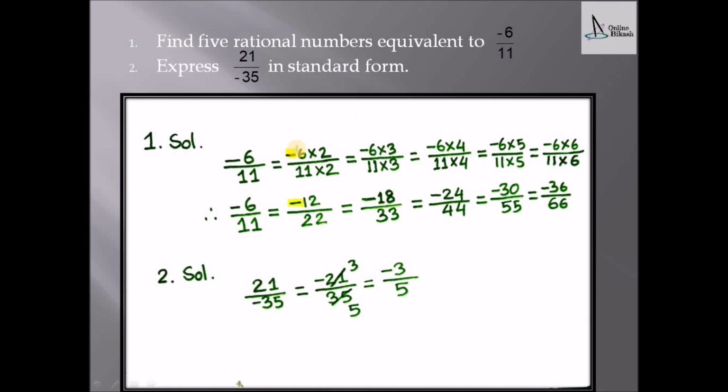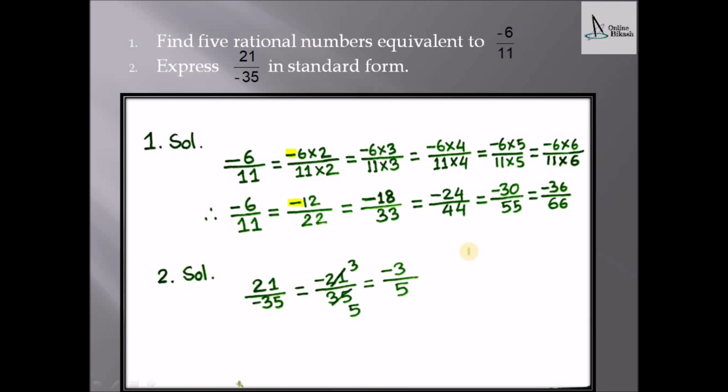Now you try to understand minus 6 by 11. In this case I multiply 2 with the numerator and denominator, then 3, 4, 5 and 6. Okay, because I need only 5 equivalent rational numbers. So 1, 2, 3, 4 and 5. And one more thing you must keep in your mind, that you need not multiply only by 2, 3, 4, 5, 6. You can multiply by any number. It is not mentioned there that you have to multiply by 2, 3, 4, 5 or 6. You can multiply by any numbers in fact.